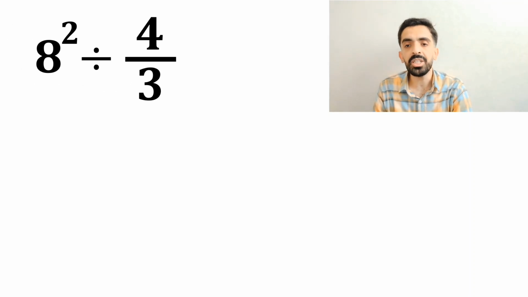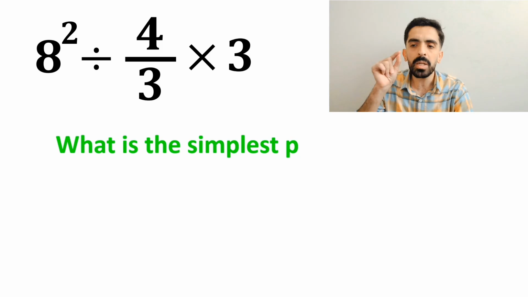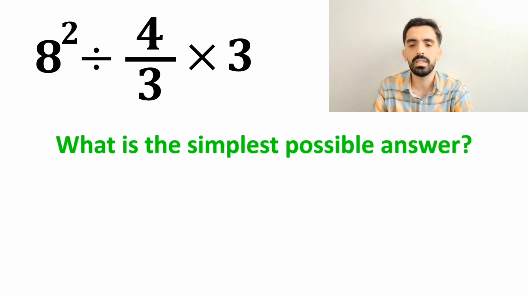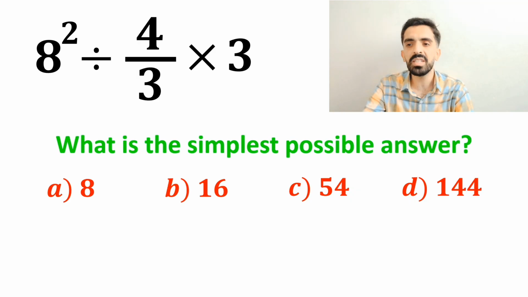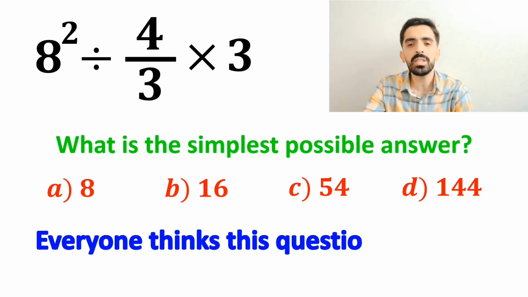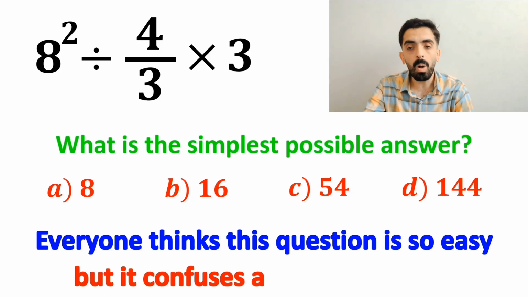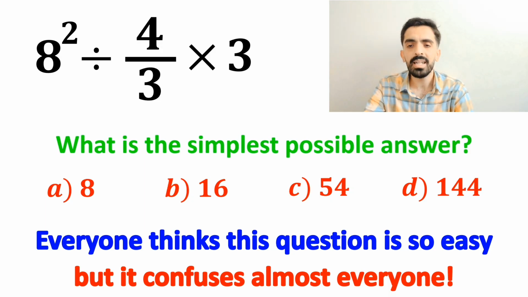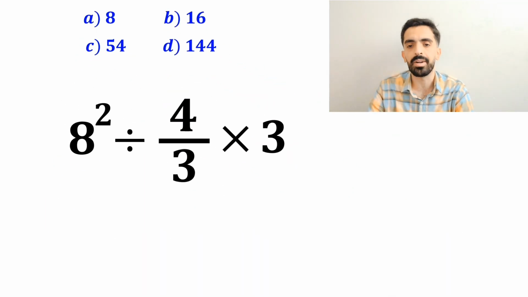If we have the expression 8 to the power of 2 divided by 4 over 3 multiplied by 3, then what is the simplest possible answer for this expression? Which option do you believe is the correct answer to this question? Everyone thinks this question is so easy, but it confuses almost everyone. Let's take a closer look and solve it together.